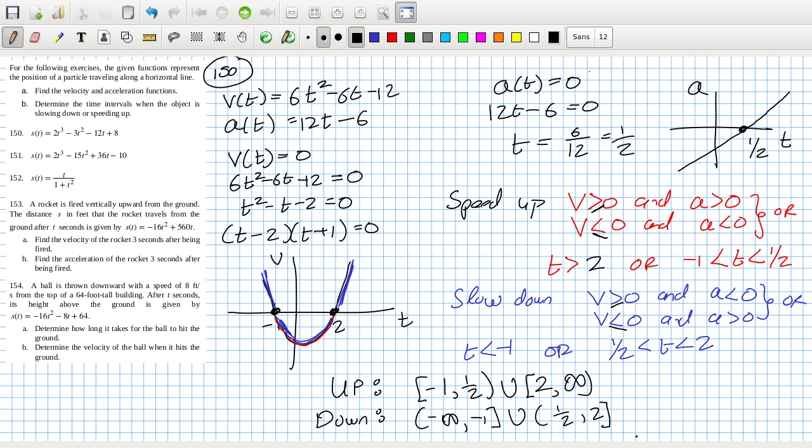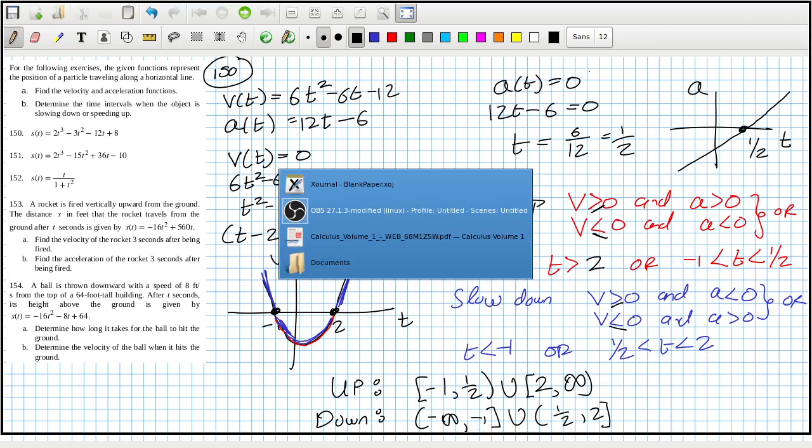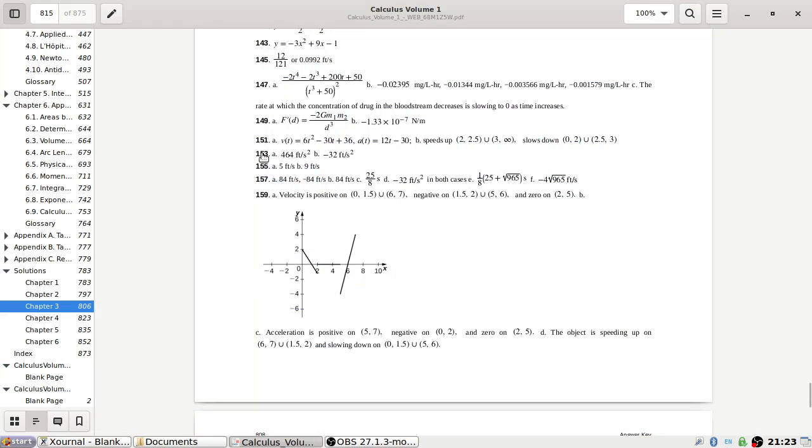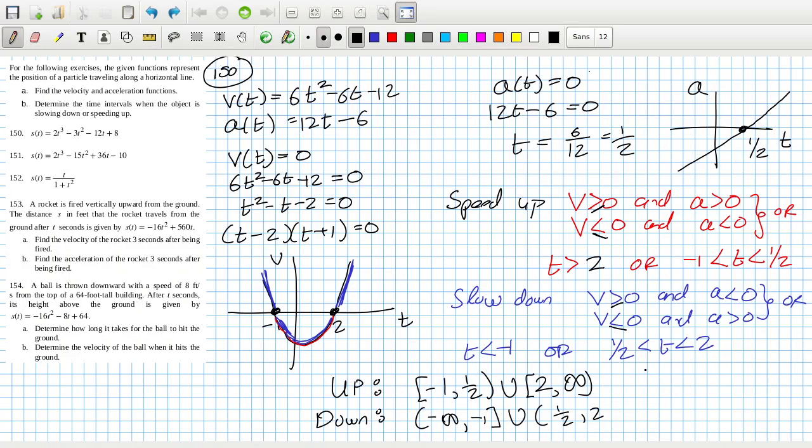I don't feel like including the a as 0. Then you might have to look at the third derivative. So I guess that might be too complicated for what they want. Let me just check the answer here for the next one, 151. So, no, it doesn't look like they keep everything open. So, yeah.